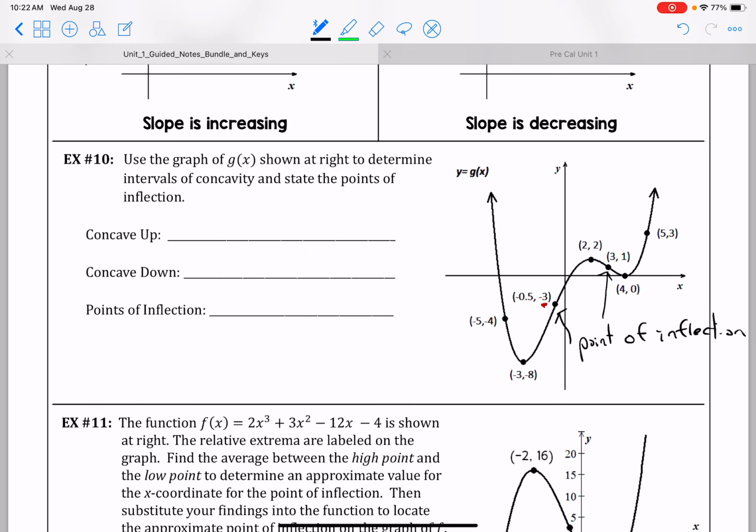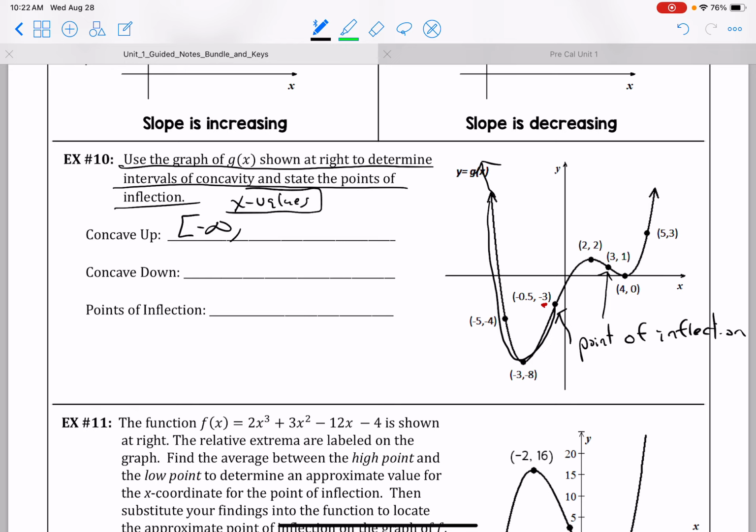So if they say, use the graph to determine the intervals of concavity, state the points of inflection. All right, my concave up goes from negative infinity all the way down here to here, right? And this is my x values. Remember, we were talking about x values. So it goes from negative infinity all the way to negative 0.5. That part is where it is concave up.